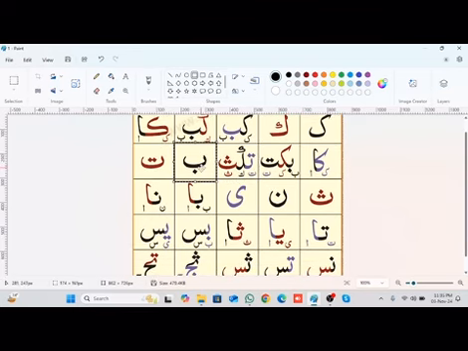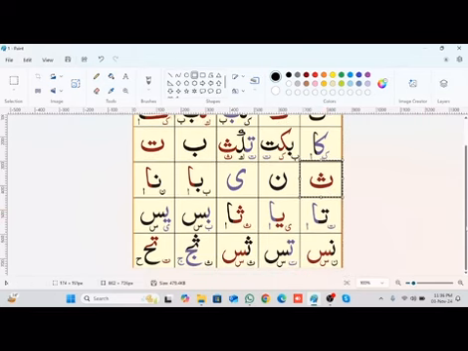The next one, ba. The next one, ta. And remember, ba has only one dot and the position of the dot is downward. Ta has only two dots and the position of the dots is on the top. The next one, sa. Sa has only three dots and the position of the dots is on the top.